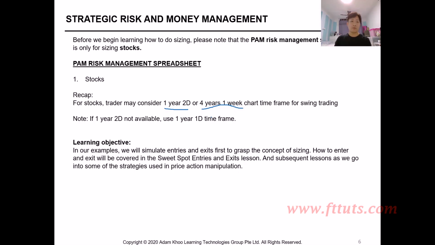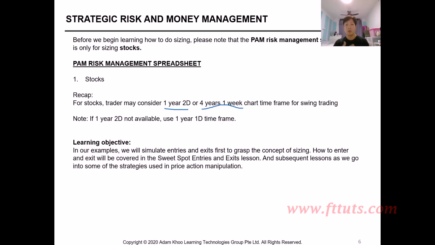Okay, so if you have not watched the previous video, I did mention that 1 year 2 days is recommended for doing swing trading for stocks because of the gaps. The 1 year 1 day chart has too many gaps, and so we want to combine some of the gaps to 1 year 2 days. It will be the best because we are looking for distinct strategy structure. We're going to cover more on the strategy structure later on in the individual strategy video.